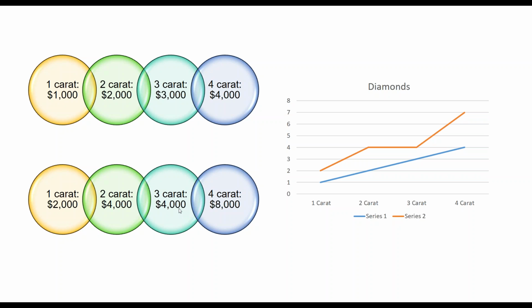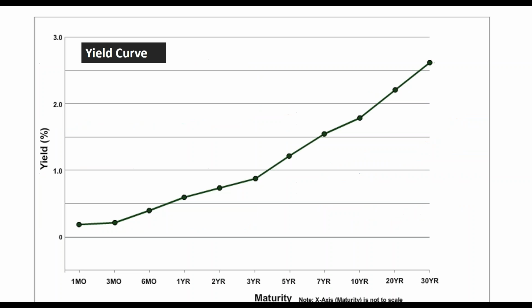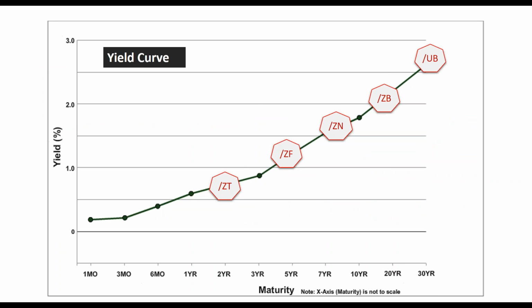Okay? That's how we need to look at fixed income. But instead of looking at diamonds, we're looking at the yield curve. And we're looking at the most liquid contracts that trade on the yield curve. And in front of you, the ZT, it's the 2-year. The ZF is the 5-year. The ZN is the 10-year. ZB, 30-year. And Ultra is 30-year plus.